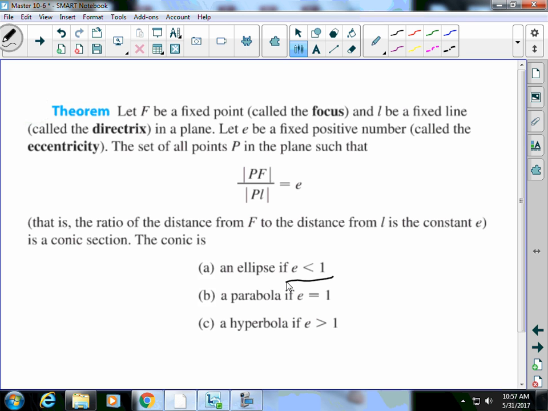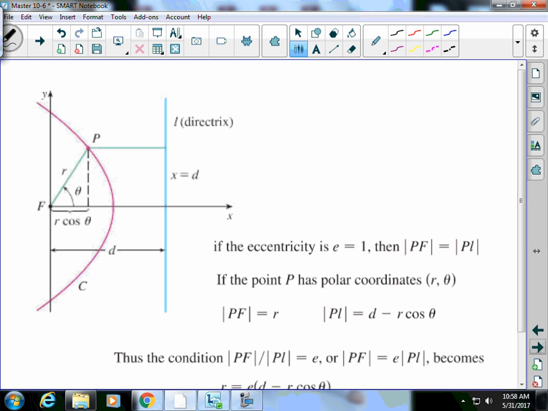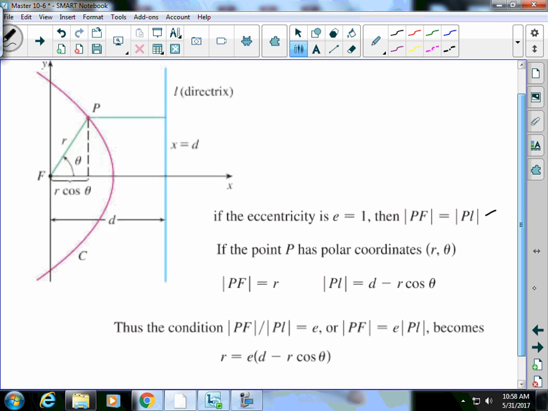If E is less than 1, I have an ellipse. If E is equal to 1, I have a parabola. If E is greater than 1, I have the hyperbola. So again, these are things we're supposed to know for the test, and it's just their distances. So here's another look at it. Given some conic section, if the eccentricity is equal to 1, then I could say that the distance from P to F is equal to the distance from P to L.